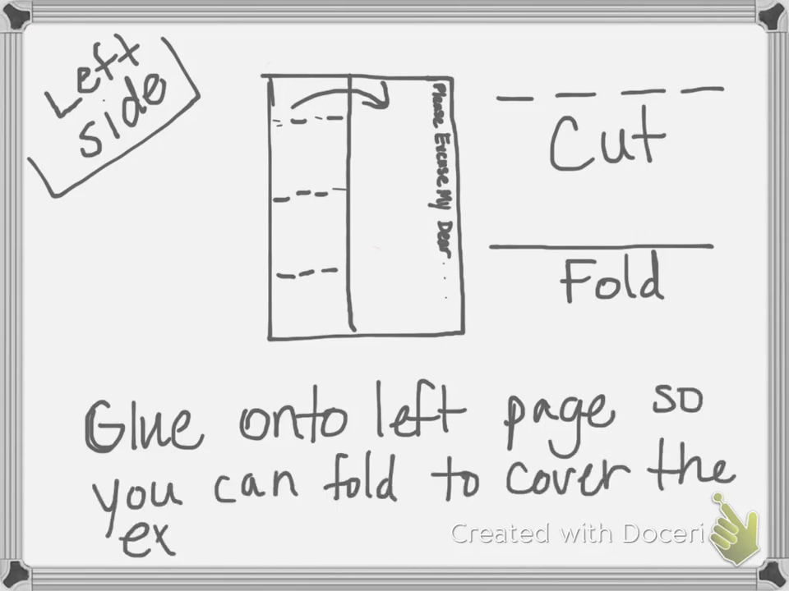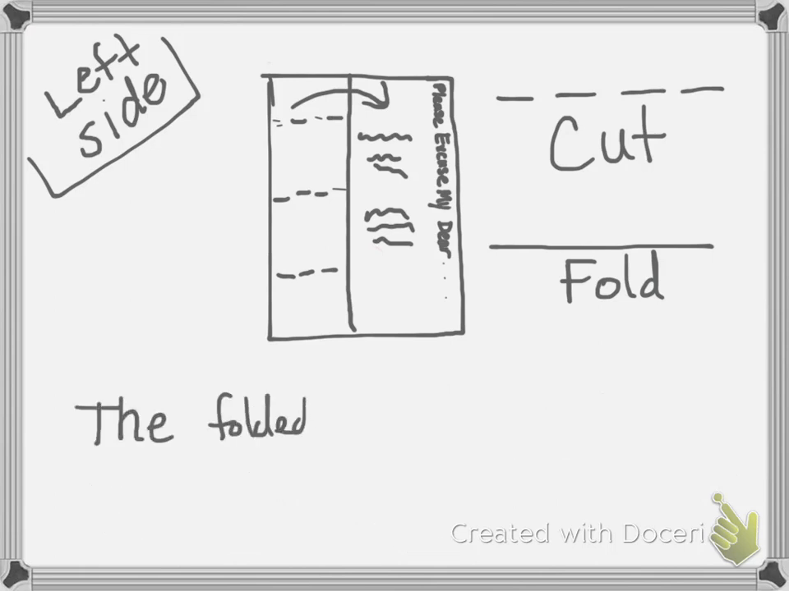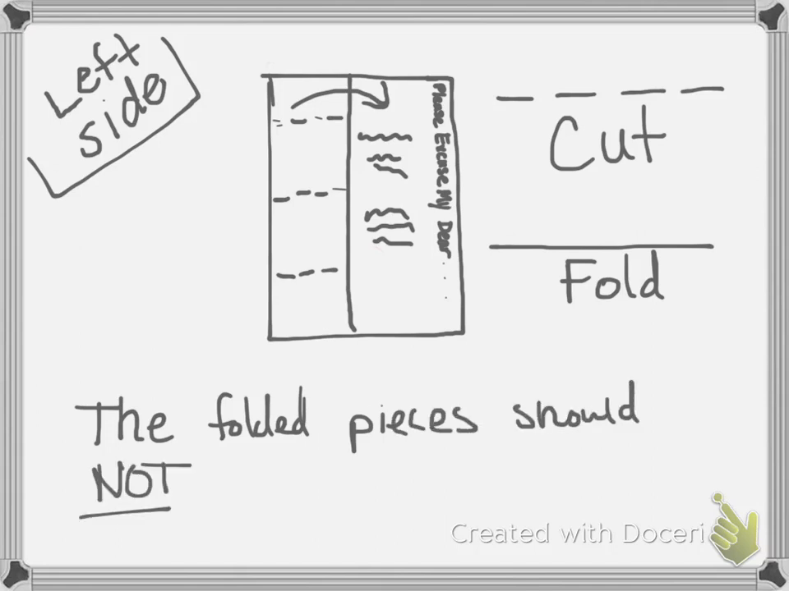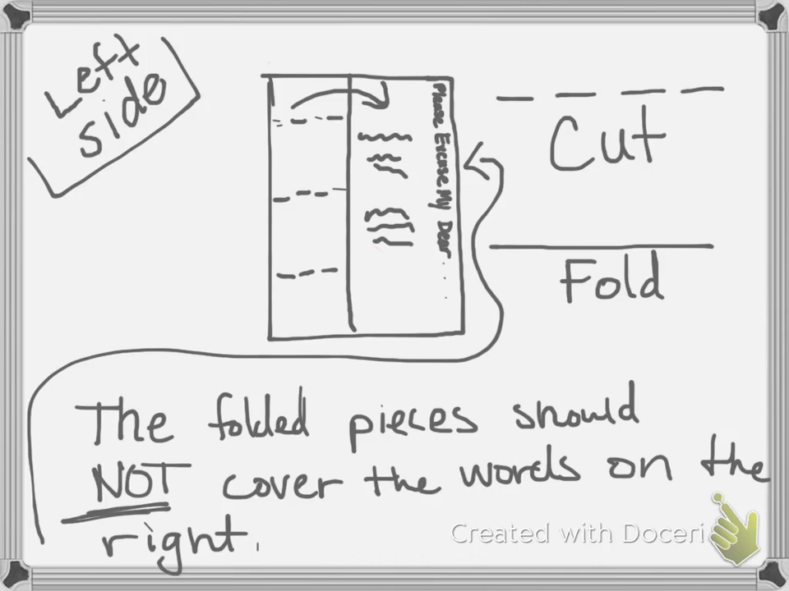And you'll glue this sheet onto your left side so that you can fold the paper to cover the explanations. When you have it in front of you, it'll be easier to understand. The folded pieces should not cover the words, "Please excuse my dear Aunt Sally." You should be able to see them when it's folded.